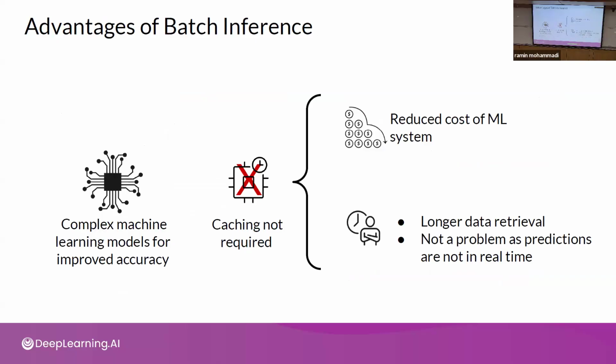Now, one of the advantages that batching has is that you don't need caching. For batch processing, you don't need caching. That means you don't need quick in-memory data. You don't need pre-computed data that sits in some sort of memory store, which is expensive. If you do batching, you technically don't need that. So that itself reduces the overall cost that you have.